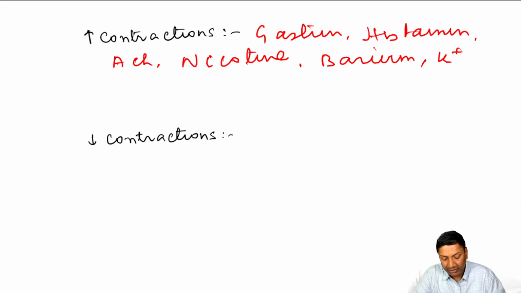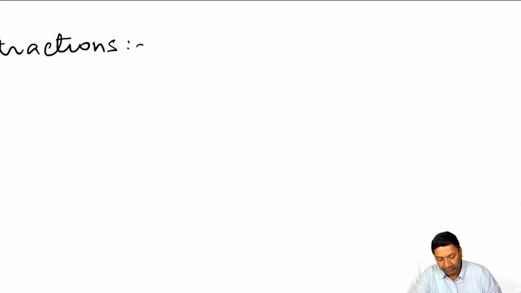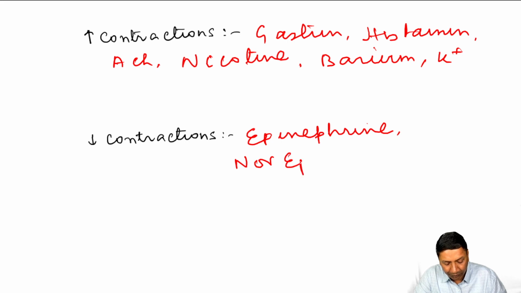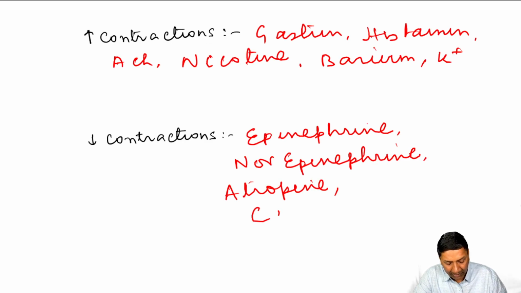And these contractions are inhibited by, one, epinephrine, another, norepinephrine, right, and others, atropine and the calcium. So epinephrine, norepinephrine, atropine, and the calcium, right? They will inhibit these contractions in the stomach, right?